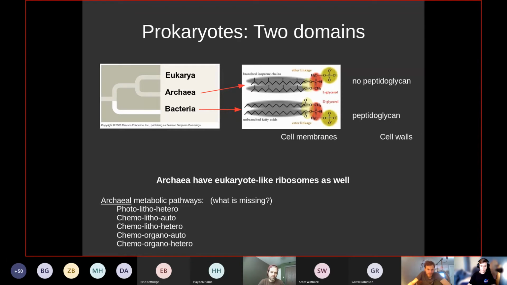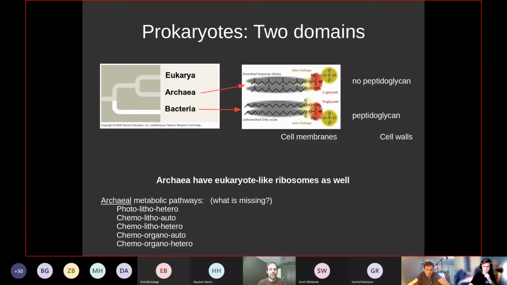There's no photoorgano. No photoorgano. And we're missing another photolitho. What's cyanobacteria? What's its metabolic pathway? Isn't it a photo autotroph? Yes. Okay. Photolitho auto. It's the same as a plant.